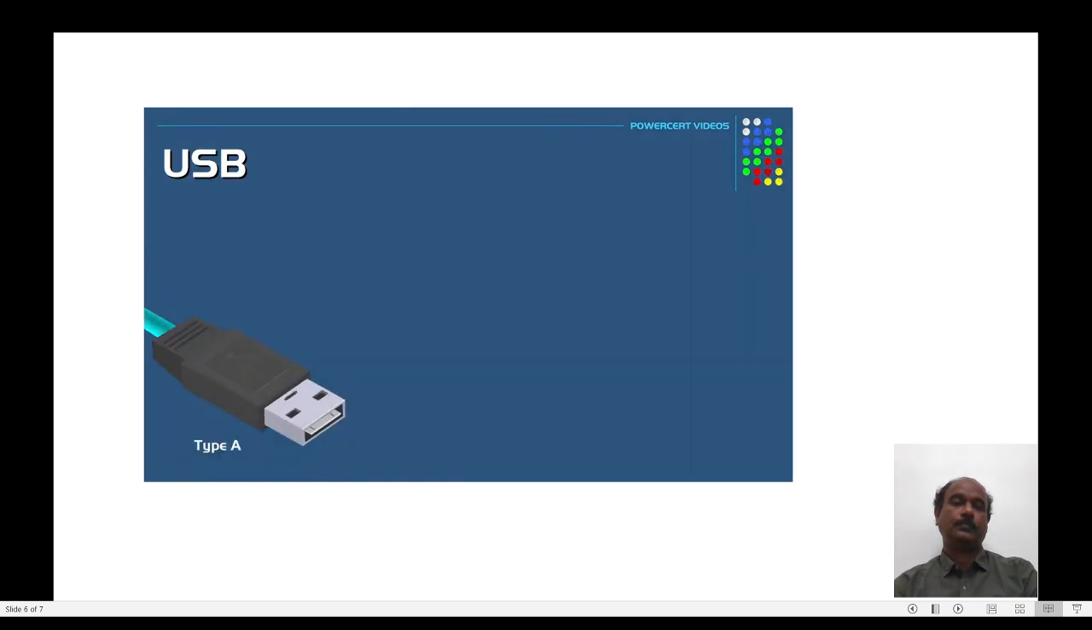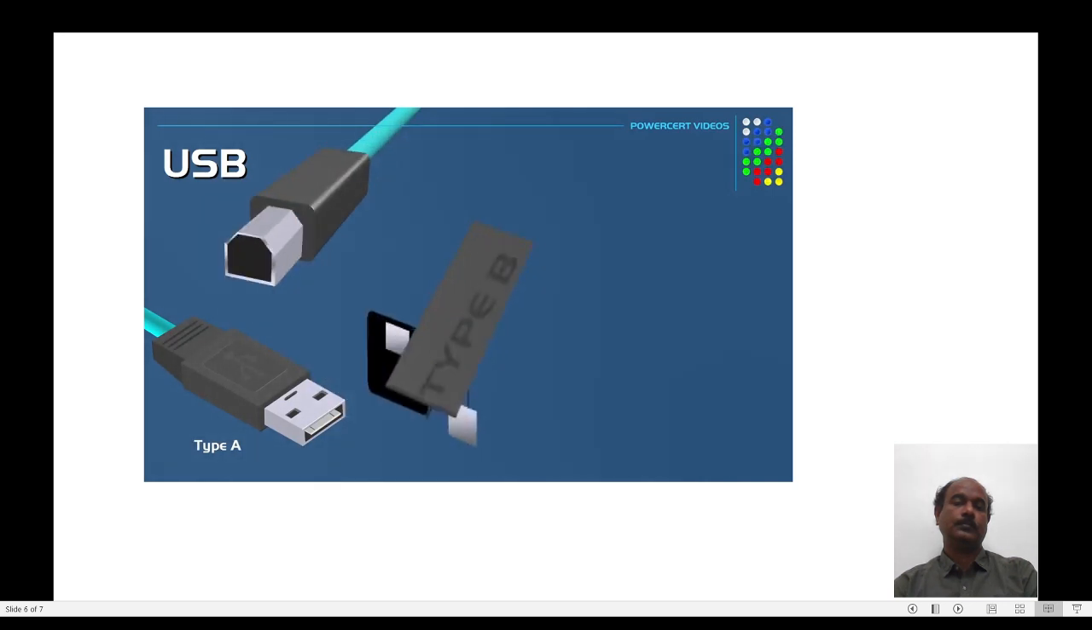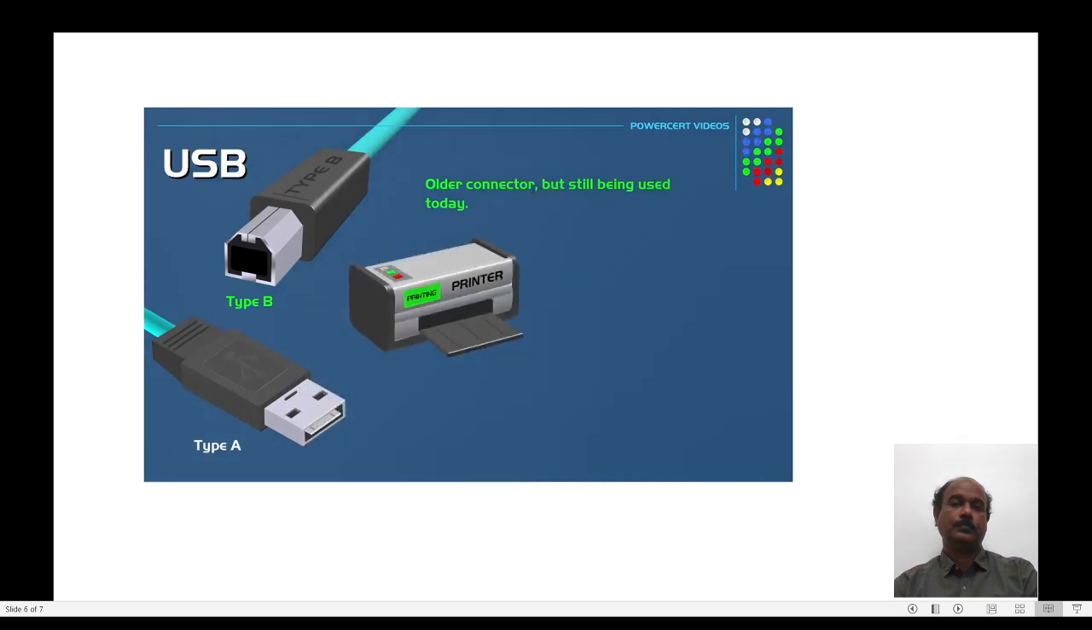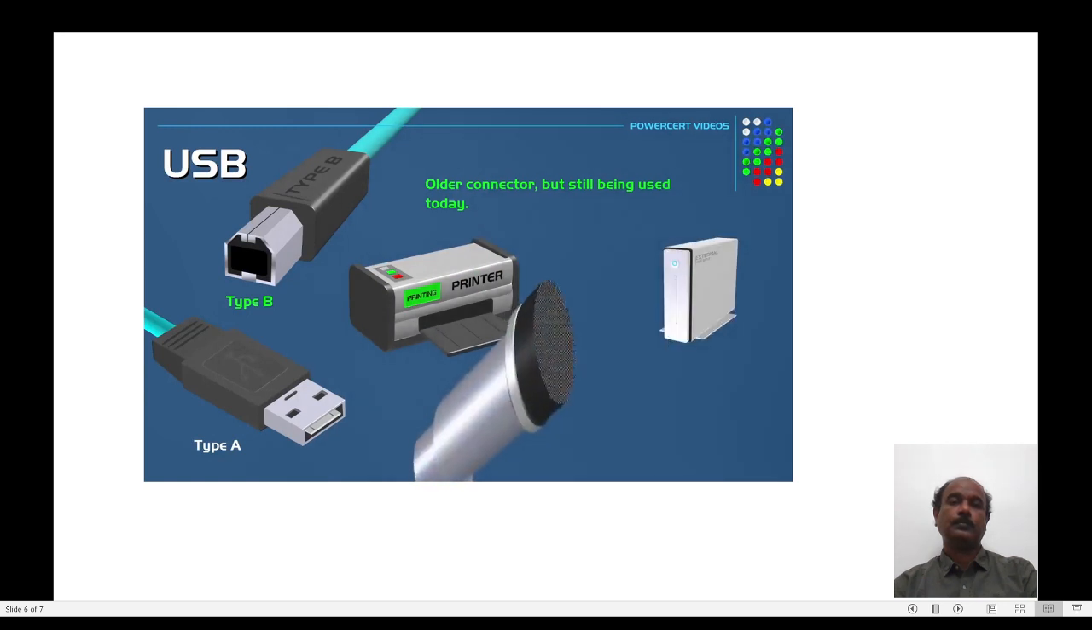Now, on the other end of the USB cable, you might find different types of connectors, such as the Type B connector. The Type B connector is a square design with beveled corners on top. Now, this is also an older connector, but it's still being used today. This type of connector is what you would plug into most printers today, but it's also used on other devices, such as external hard drives, USB microphones, and so on.